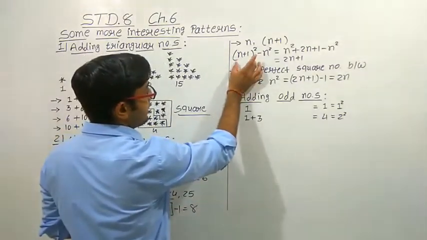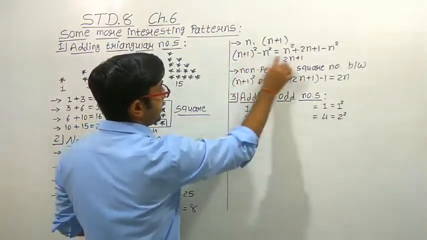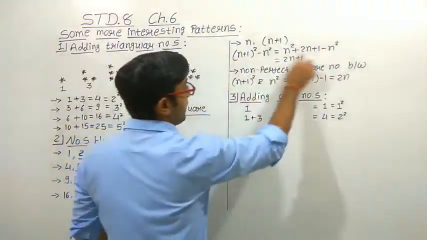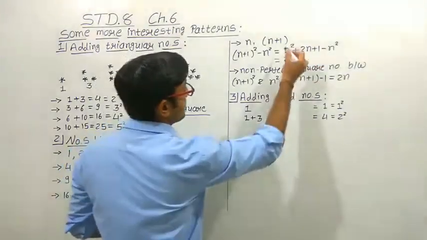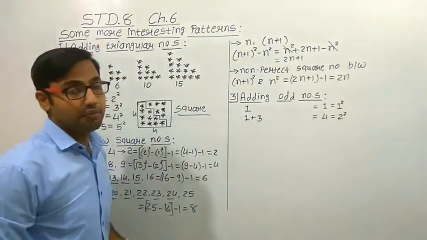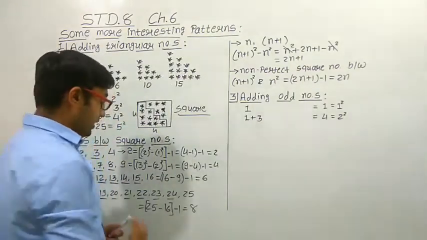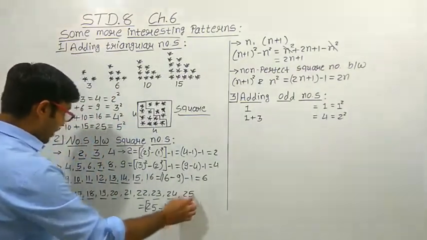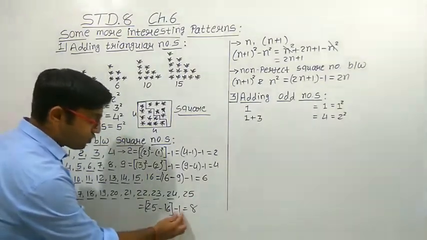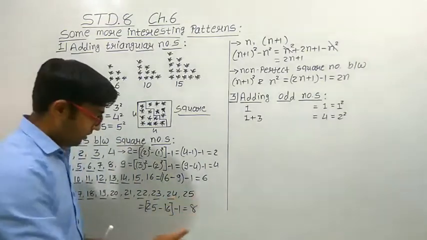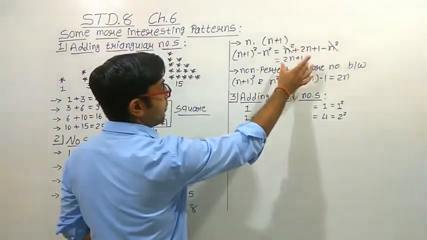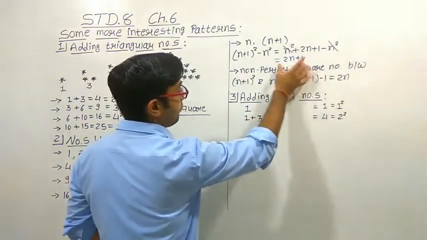When we open this identity, what will happen? In place of this, we can write down n square plus 2n plus 1, and then minus n square is there. So this n square and n square will cancel out each other. What will remain? 2n plus 1. So here when we are subtracting 25 and 16, whatever the answer we get, we have to subtract one more. We have to subtract 1.